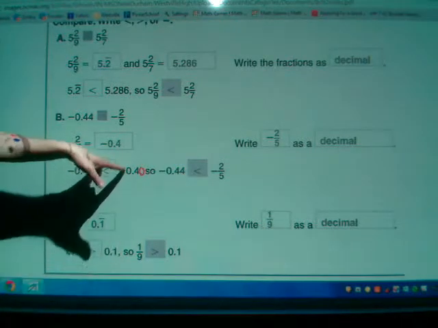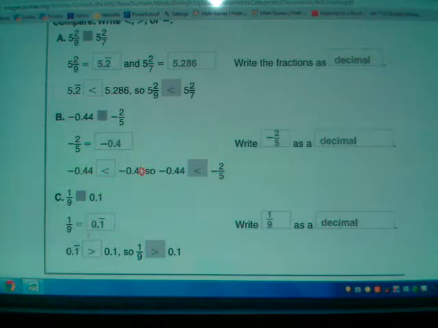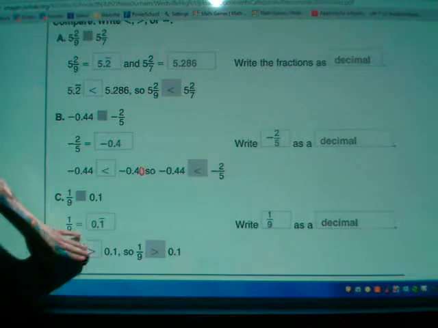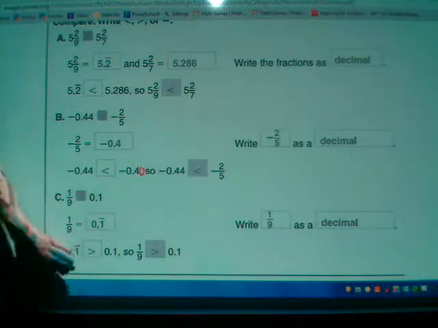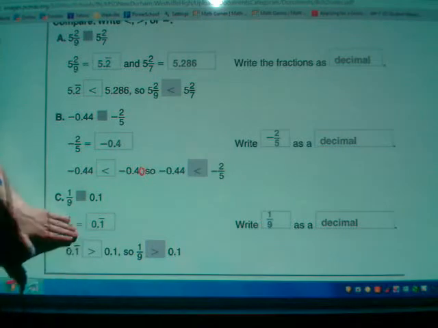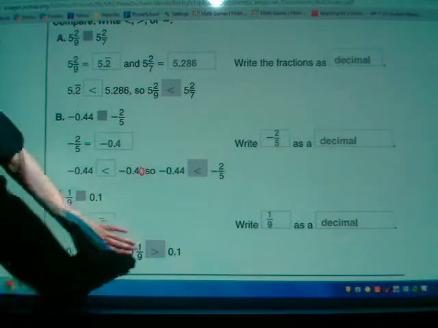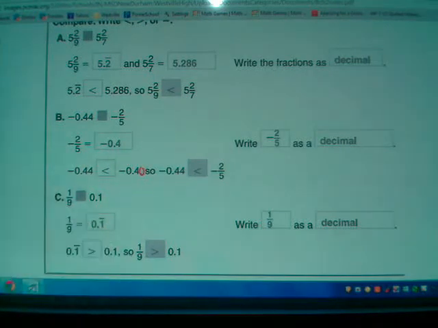So it's the same logic as what we saw up here, but this time they're not trying to fool you. They're not putting negatives on there. Since the 1 would be bigger than the 0, the 0.1 repeating is larger. But remember, it didn't start as 0.1 repeating. It started as 1/9. So we say 1/9 is bigger than 0.1.